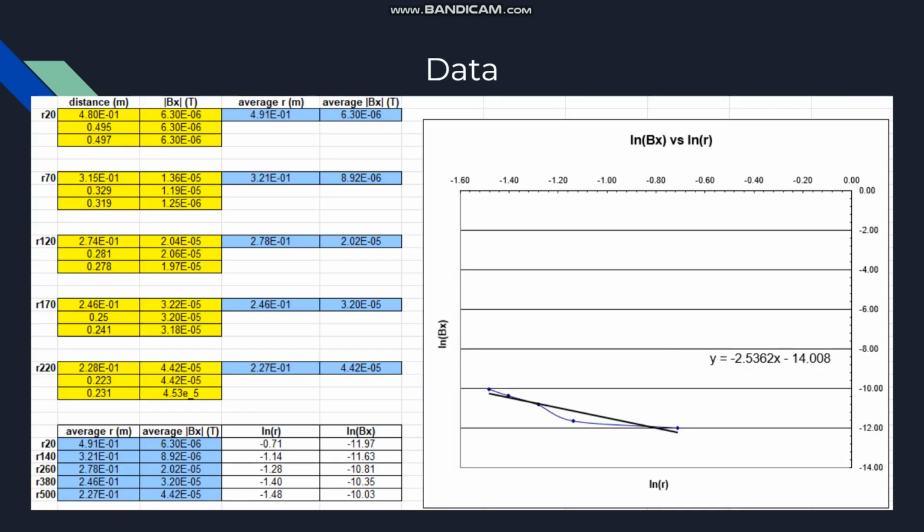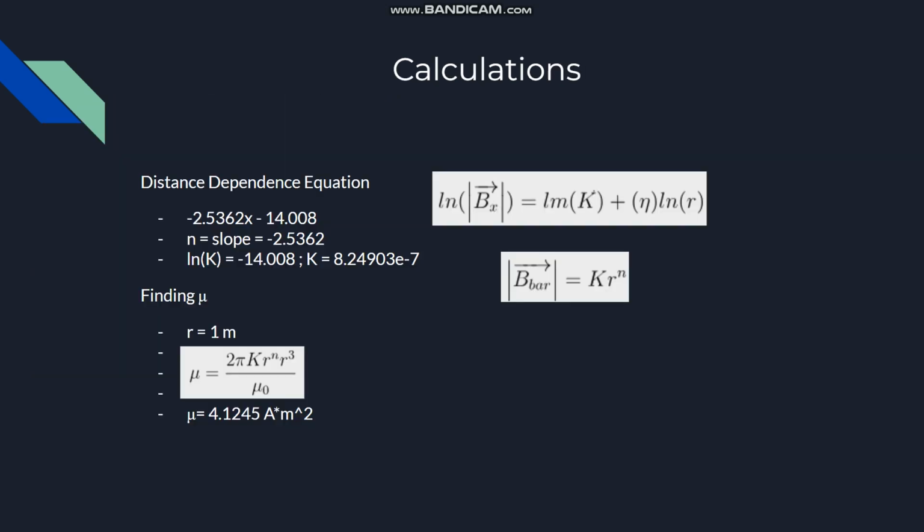Here's some of our data at the different points, and you can see we were able to combine all this data to get our y equals formula. So we have our slope and we have our y-intercept, and this is going to be useful when finding k and mu.